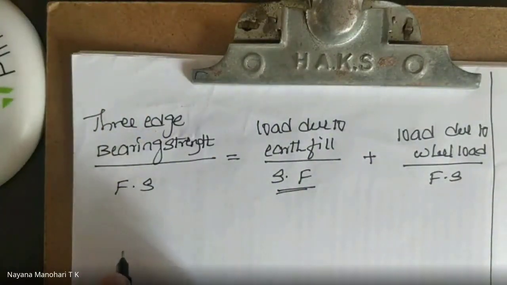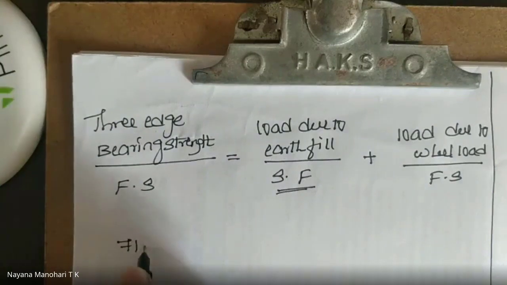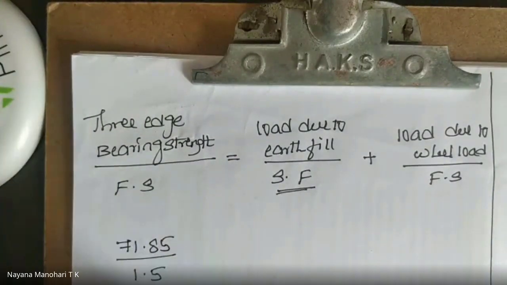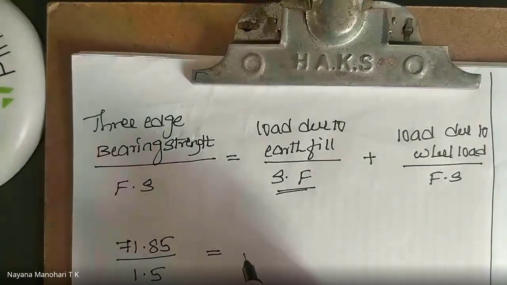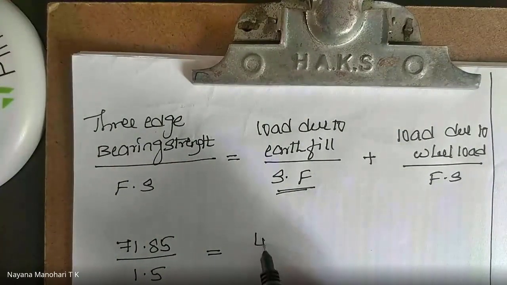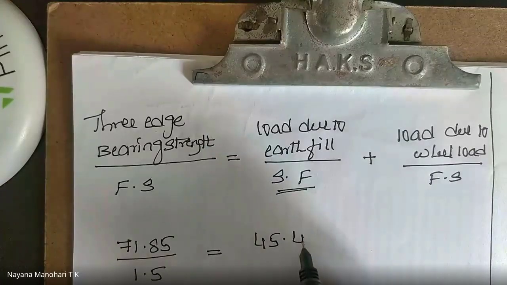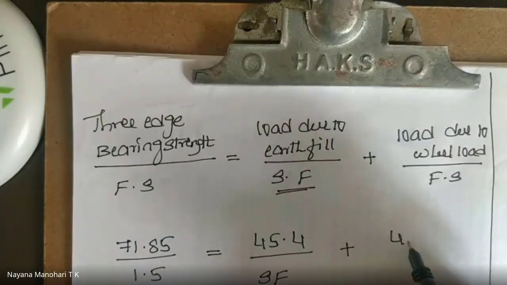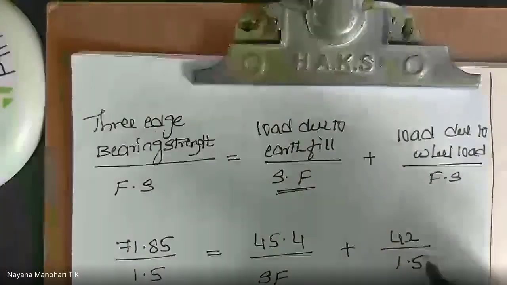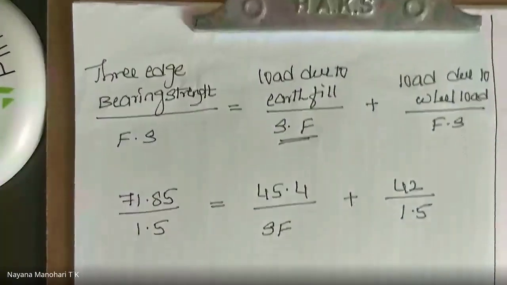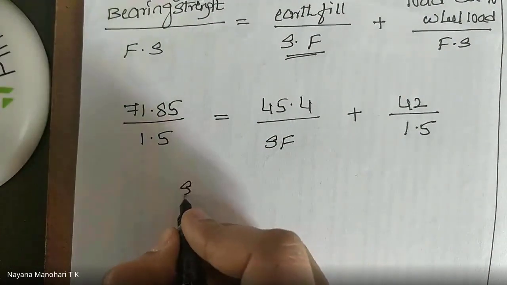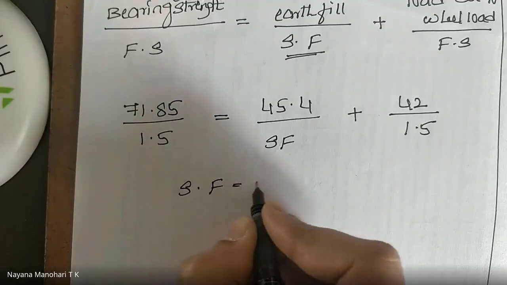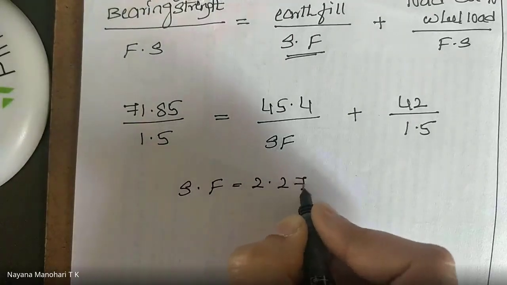3 edge bearing strength is 71.85 divided by factor of safety equals 1.5. That will be equal to load due to earth fill, it is 45.4 divided by strength factor, plus 42, the load due to wheel load, divided by 1.5. Okay, from this you can calculate the strength factor, that will be equal to 2.27, you will get it.